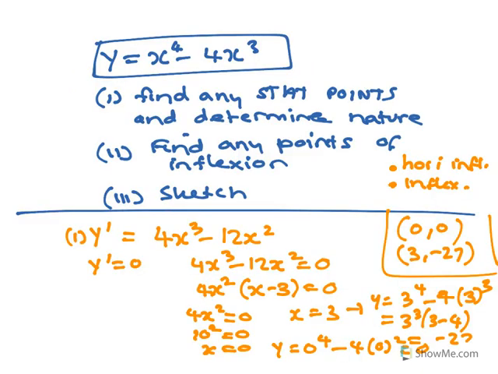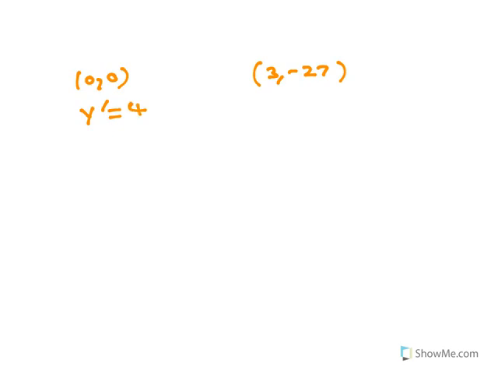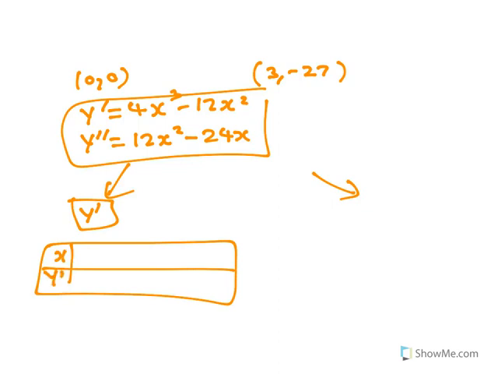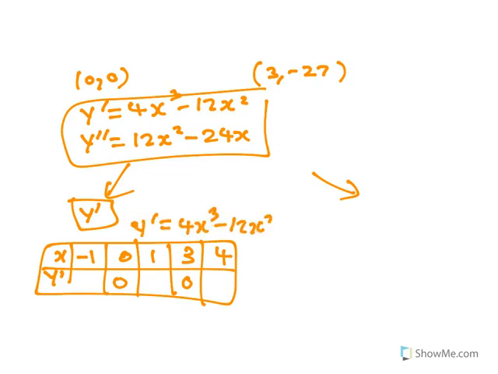Now we know that y dash is 4x cubed minus 12x squared. Y double dash is 12x squared minus 24x. So I can determine the nature in two ways. If I use y dash, that would be your table of values. So you put 0, 3, and then you just got to get a point either side. Let's go minus 1, 1, and 4. You're putting it into y dash, so it's important that you write that on top. I also think it is better if you actually factorise it so you can see the sign.